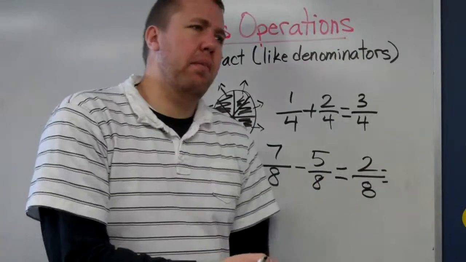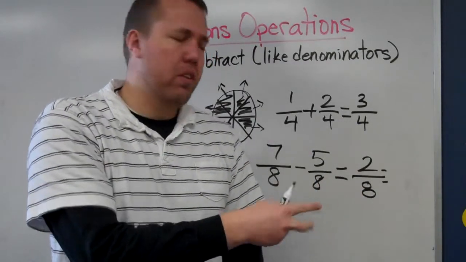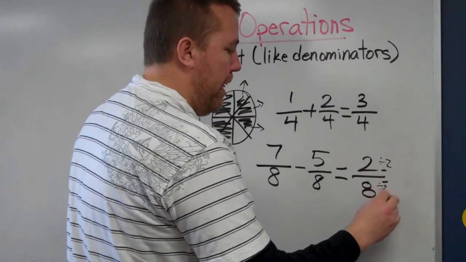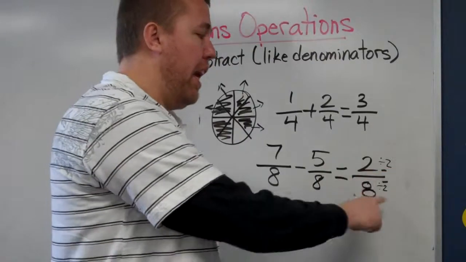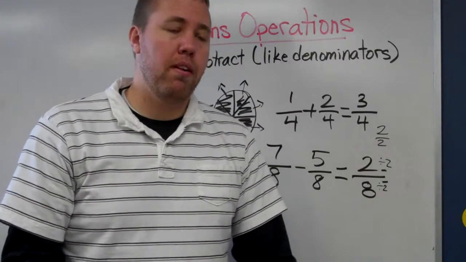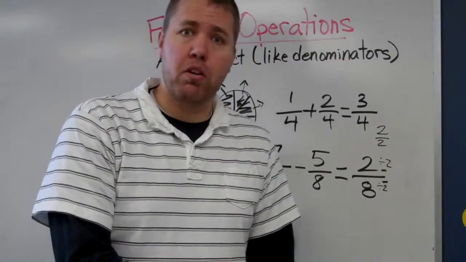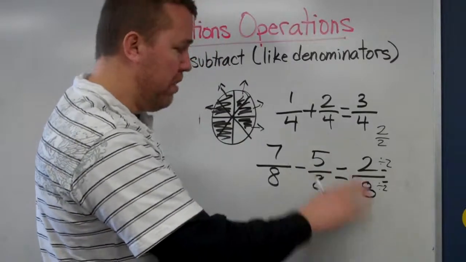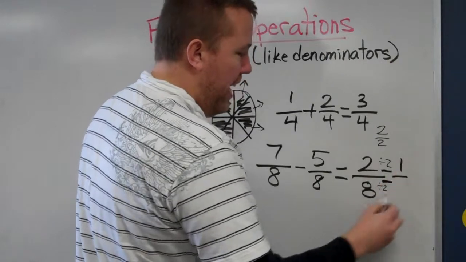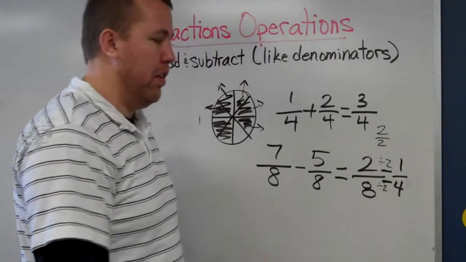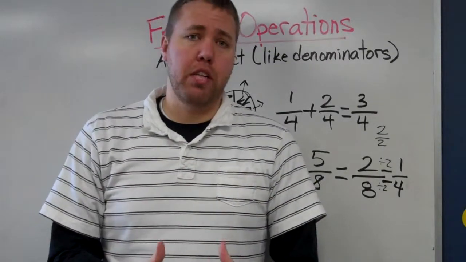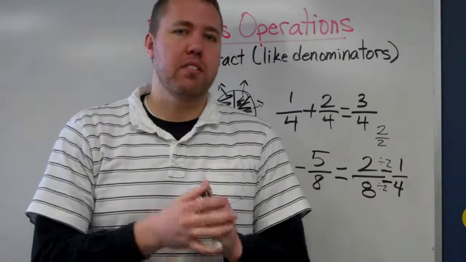However, 2/8, I'm thinking about that. What goes into both those numbers? 2. So I'm going to divide the top by 2, and I'm going to divide the bottom by 2. Because if I divide the top and the bottom, I'm dividing by 2 halves, which equals 1 whole. Any number in the world divided by 1 whole is still itself. So we just want to simplify this down to 2 divided by 2 is 1, 8 divided by 2 is 4, so there is 1/4 of that pizza left. So after every operation that we do in fractions, we look to simplify.